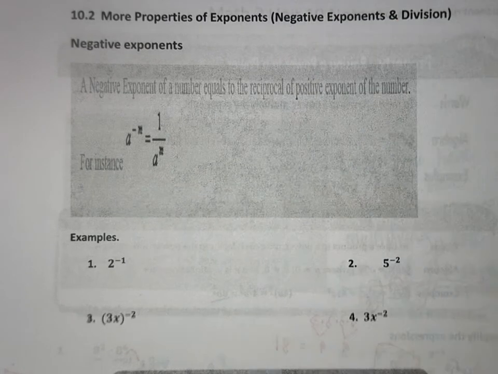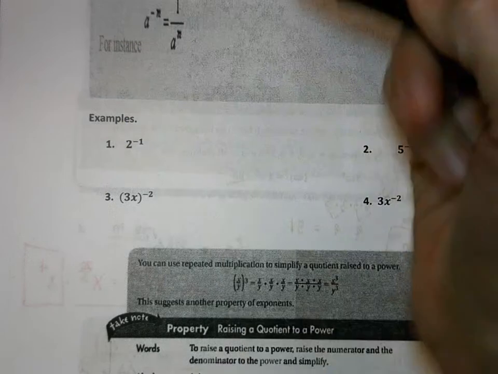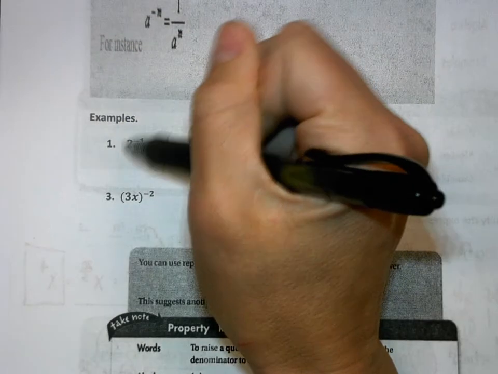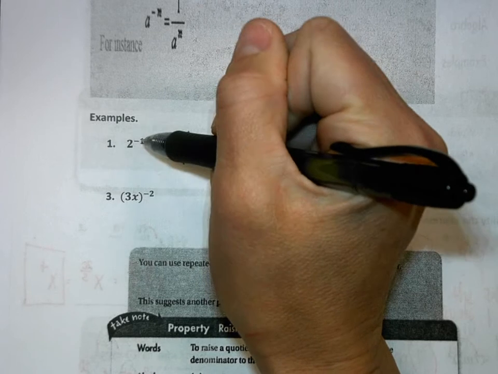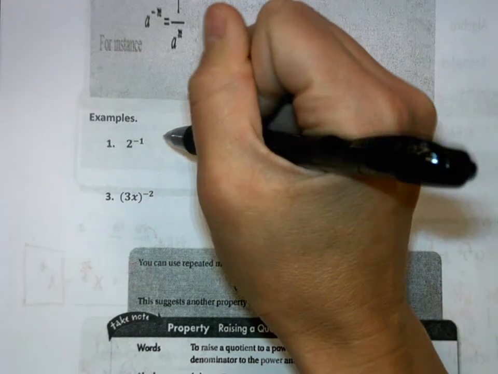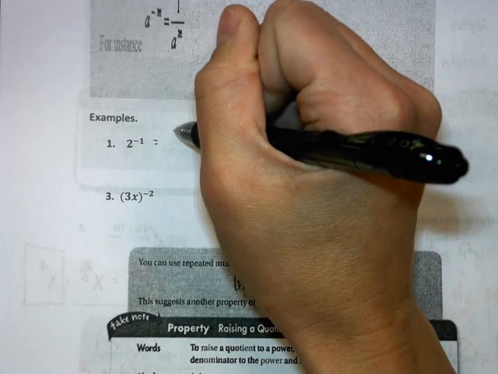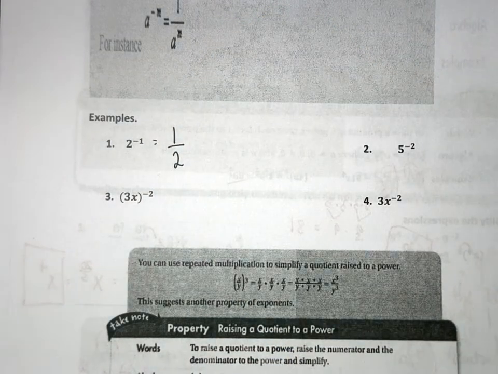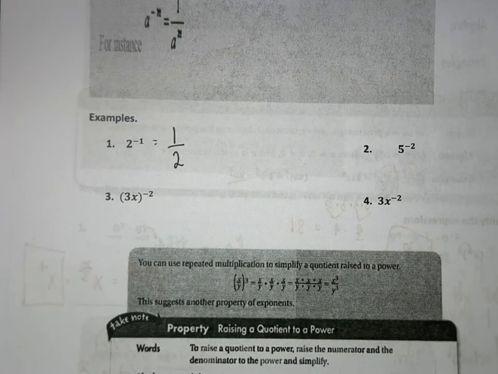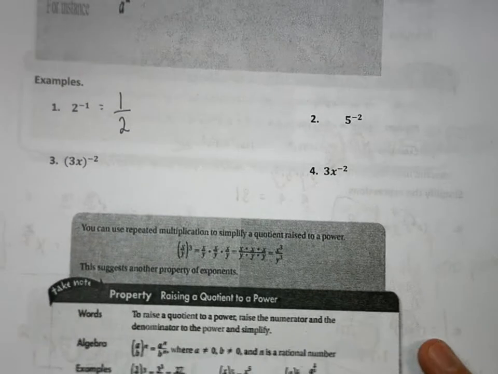Okay, and so when we go to these examples, first of all, exponents belong to whatever they're touching. So this -1 belongs to the 2. Make sense? Since you have a negative exponent, we're going to write this as a fraction, so it'd be 1 over 2 to the first power, but we don't normally write the first power. If you want to write a 1 there, you can. It's just not necessary.